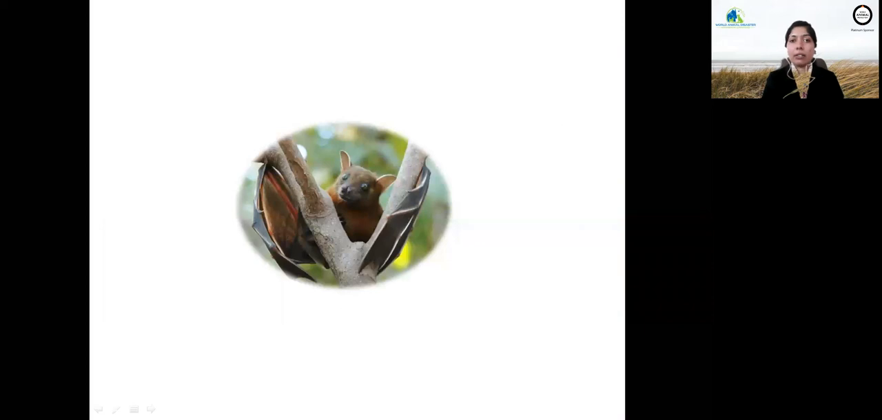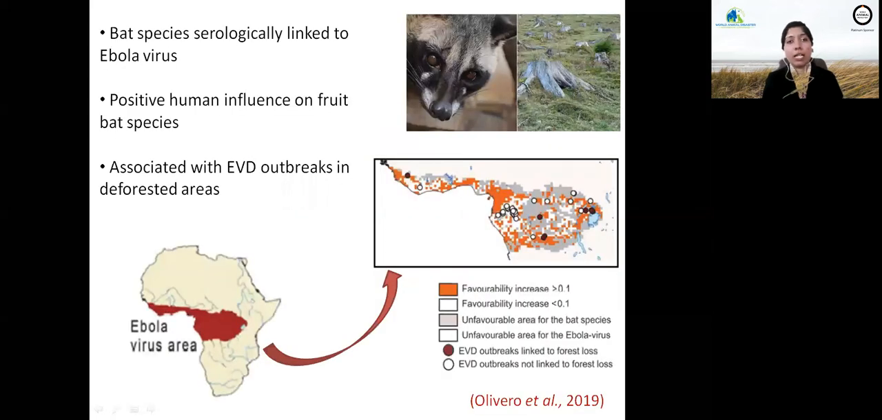According to those studies, the bat is the reservoir host for this Ebola virus. Deforestation and changing agricultural practices have caused a change in the abundance and behavior of this host. To study this hypothesis, Olero and co-workers worked in the areas where the Ebola outbreaks happened, studied the bat population there, and found that the bats were serologically linked to this virus. They then studied the deforested areas and found a positive influence of deforestation on these bats, and the Ebola outbreaks happened in the deforested areas. So they clearly indicated that deforestation, or the positive human influence on those bats, was the reason behind these outbreaks.